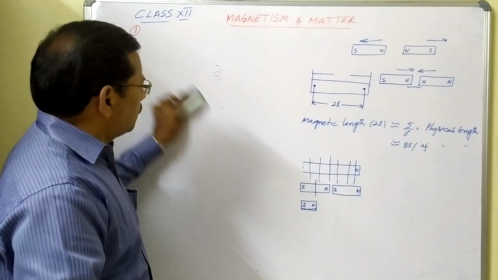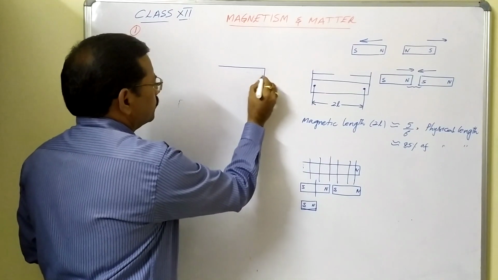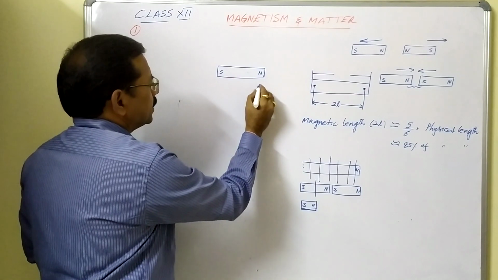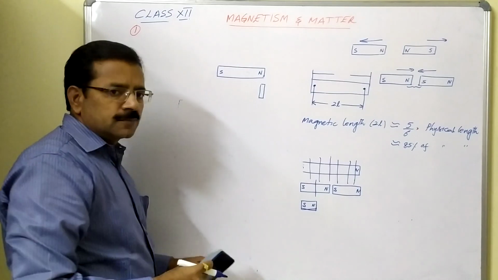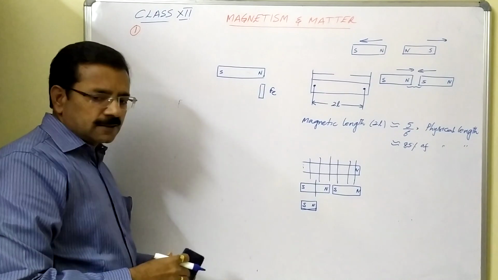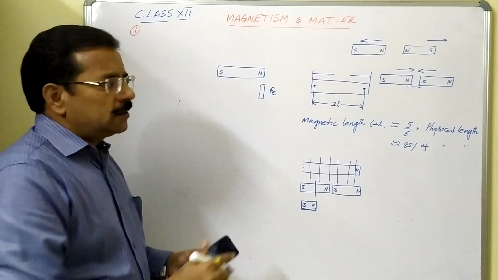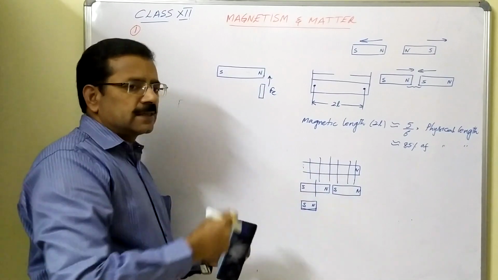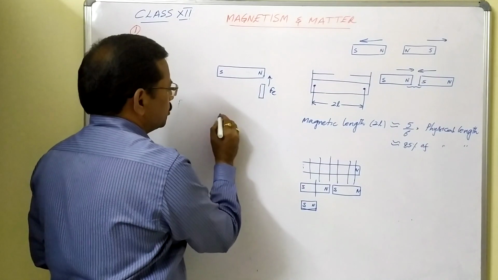And another one is, you take a bar magnet and place a ferromagnetic material such as a piece of iron close to this magnet without any actual contact between them. Then you notice that this piece of iron gets attracted by this bar magnet. It clings to this and gets attached to this.